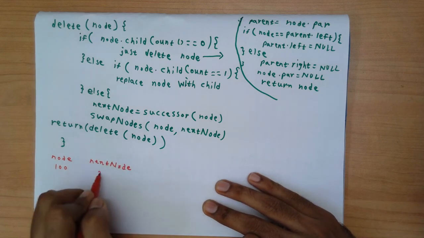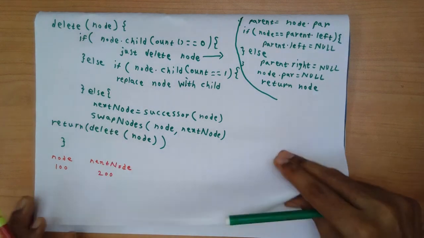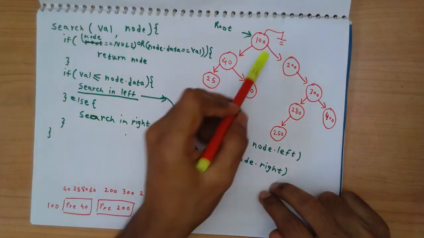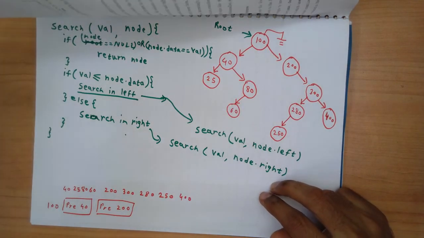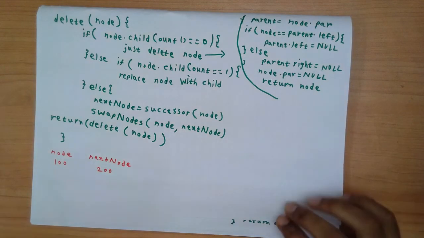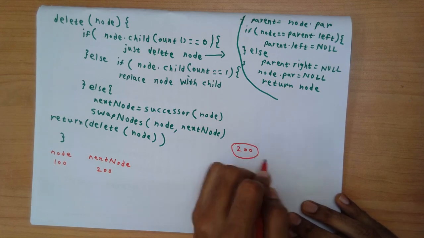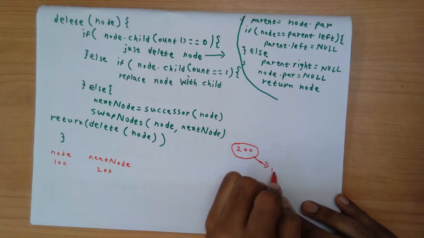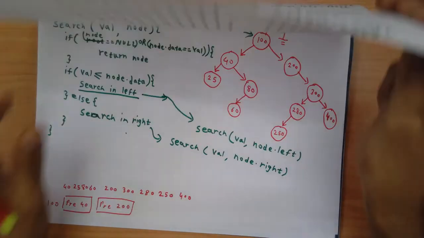is 200. And now I'm going to swap nodes. What do I mean by swap nodes? I should exchange these nodes. So if I swap nodes, how would my binary search tree look? Now 200 is going to replace the 100. So 200 is going to be my root and my right child will be 100 and my left child will be the original tree, right?